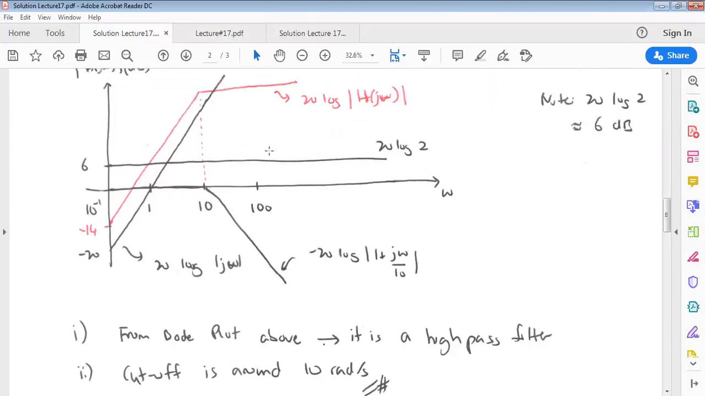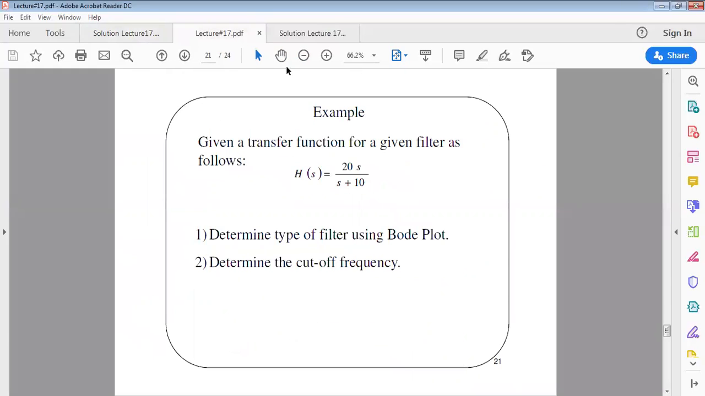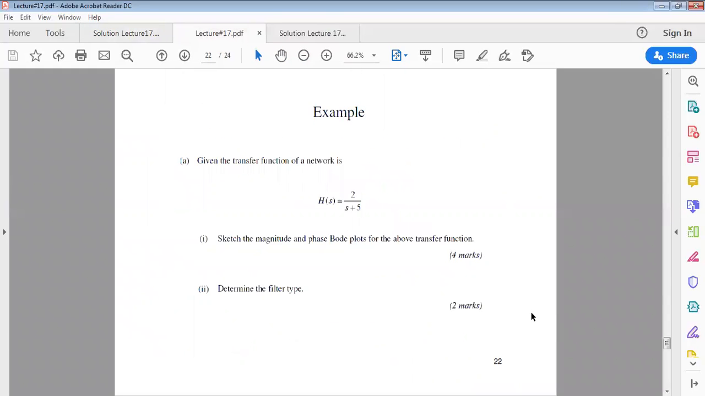Okay, so hopefully you understand the Bode diagram for the given transfer function. About the phase plot, I believe you can try to find the phase plot for this transfer function. Okay, so I'm going to stop here. In part 4 of lecture 17, we're going to do a few examples related to the low pass filter and high pass filter. Okay, thank you.